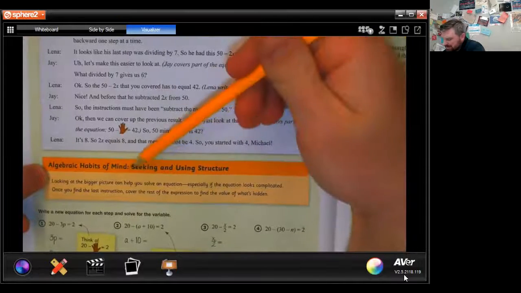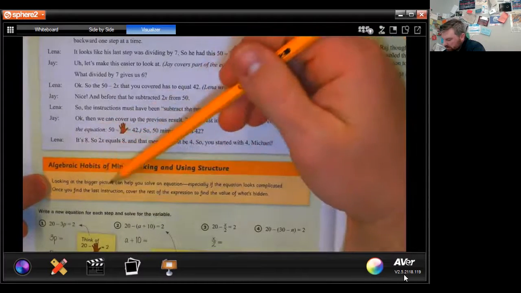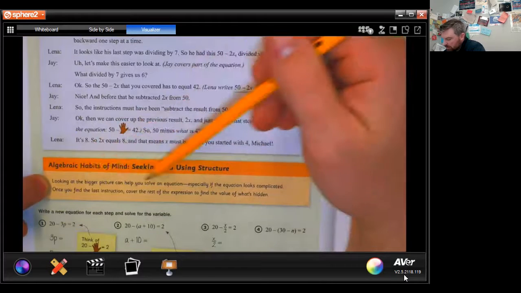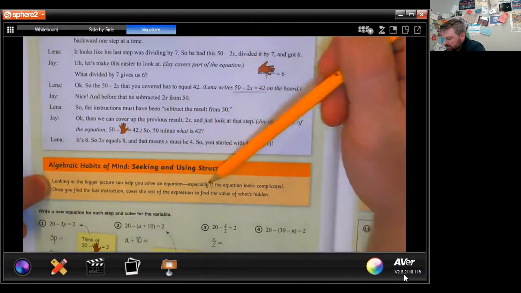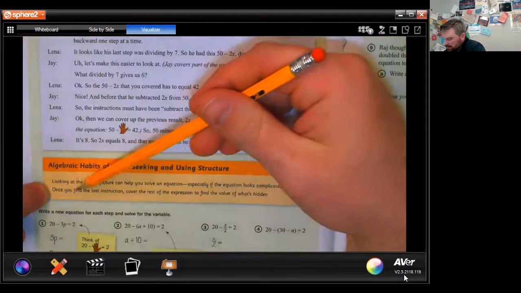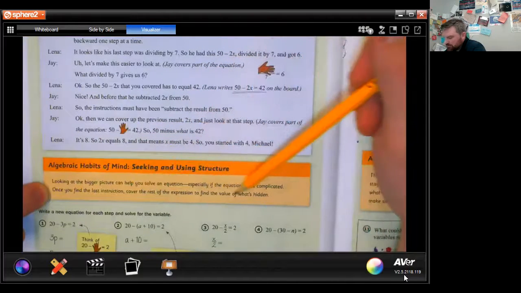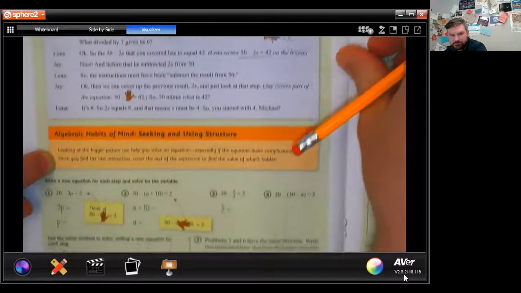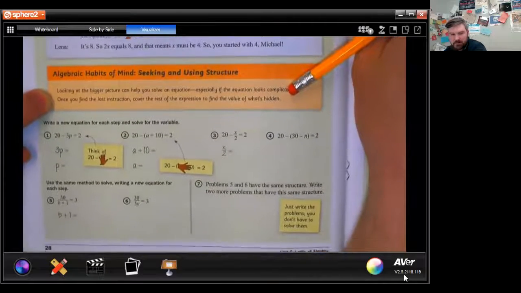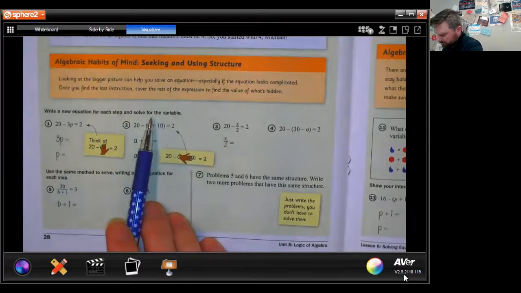Algebraic habits of mind, seeking and using structure. Look at the bigger picture. Looking at the bigger picture can help you solve an equation, especially if the equation looks complicated. Once you find the last instruction, cover up the rest of the expression and find the value of what's hidden. Okay, so write a new equation for each step and solve for the variable.